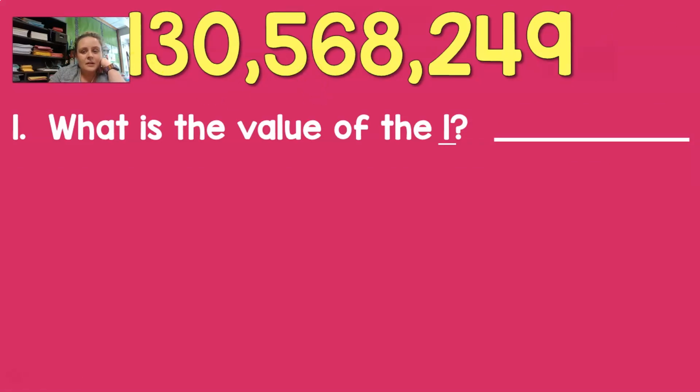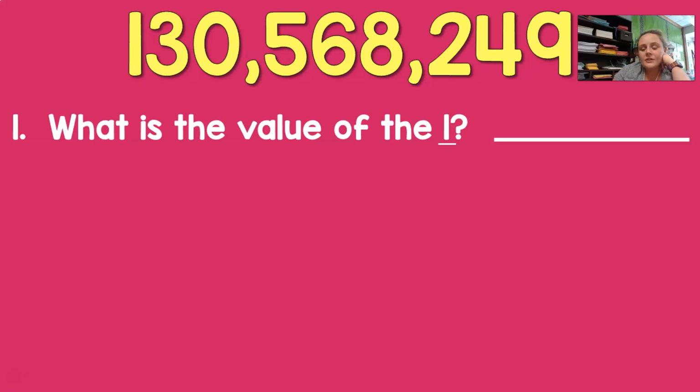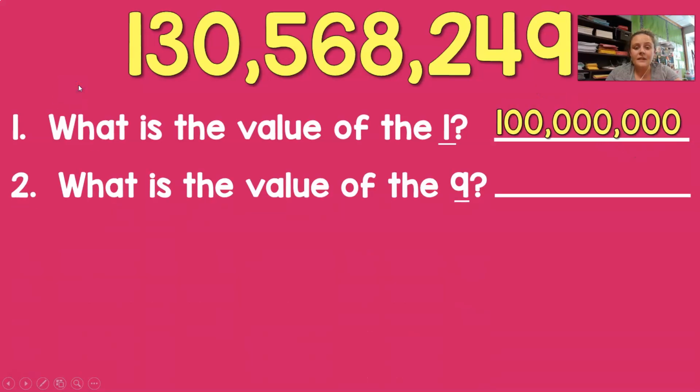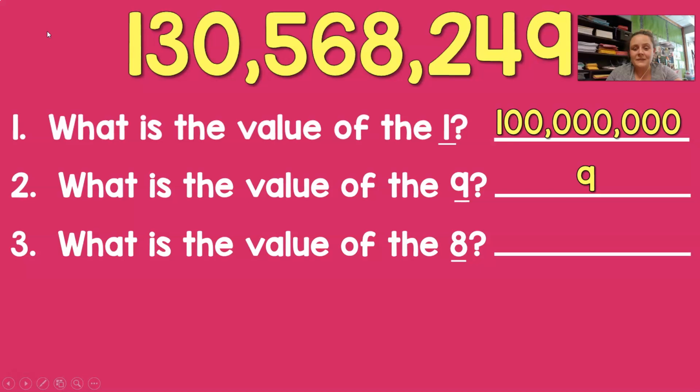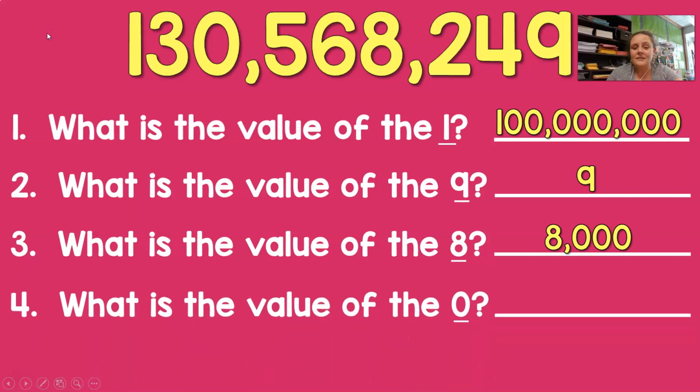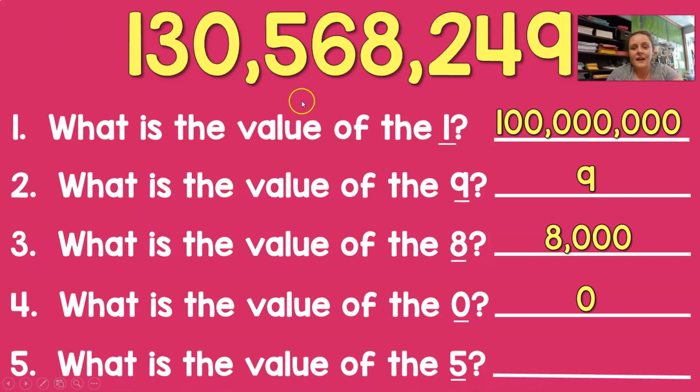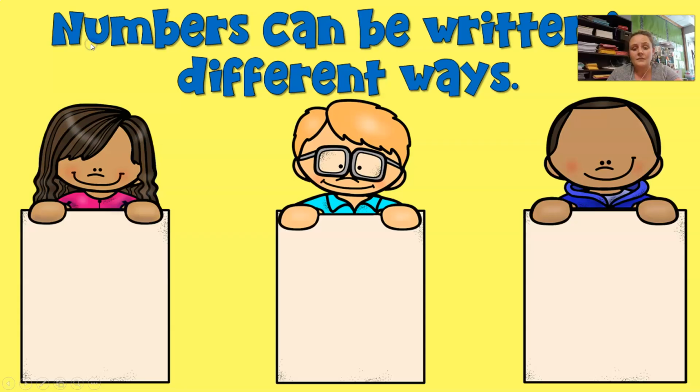Let's take a look at this number. I want you to pause the video and write down your answers after each question. What is the value of the 1? 100 million, you got it. What is the value of the 9? 9 ones, you got it. What is the value of the 8? 8,000, you got it. What is the value of the 0? 0, always 0. What's the value of the 5? Well, everything to the right becomes zeros, so it's 500,000.